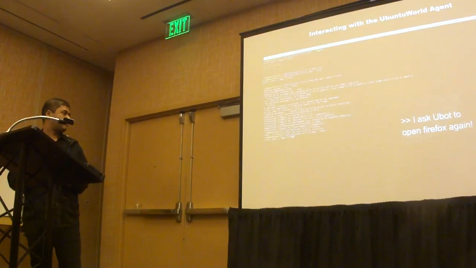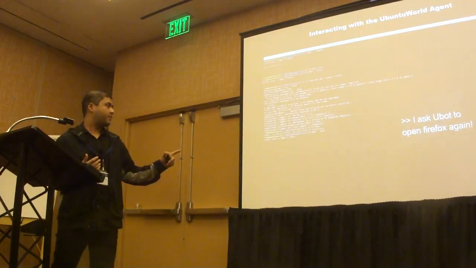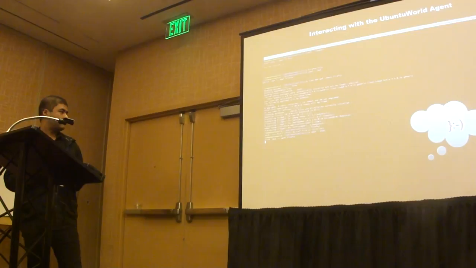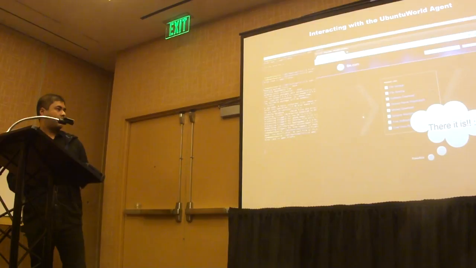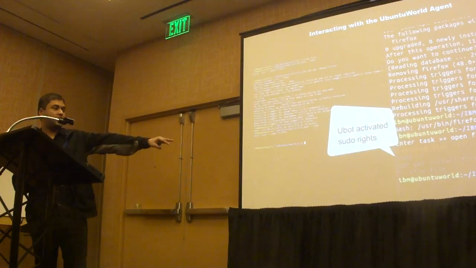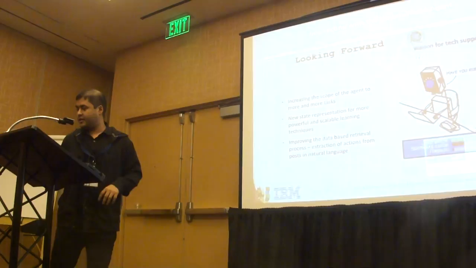So here there is some sort of delay because it's fetching the thing from the internet and installing. So there it is. If you look a bit closer, it first used the sudo action to get sudo access to the terminal. Then it did apt-get install Firefox to install Firefox, and then finally it used the same Firefox file in the terminal. So that's about it. I will open the floor for questions.